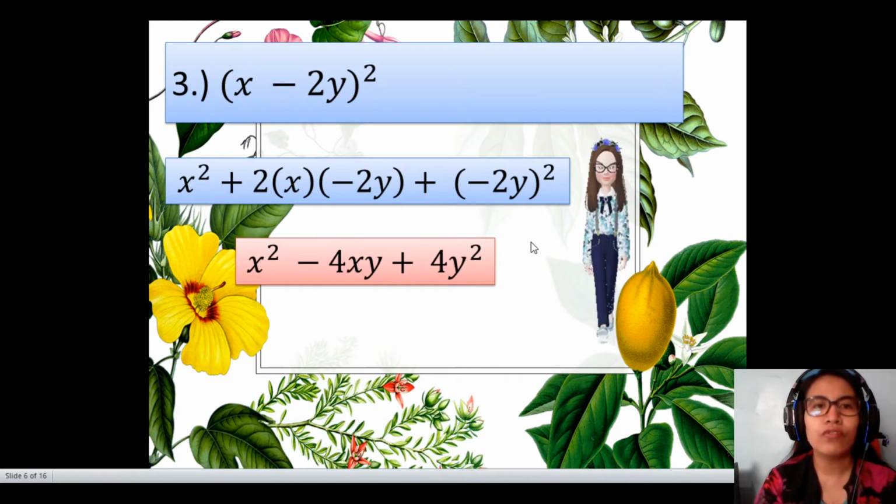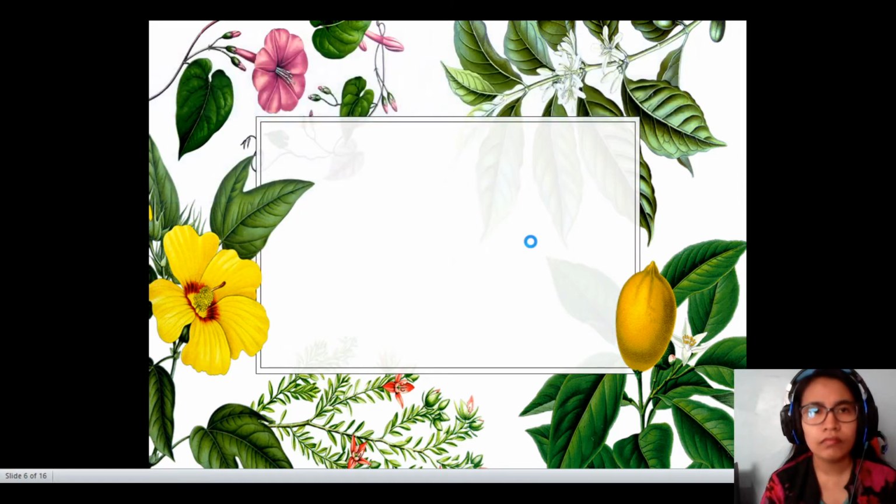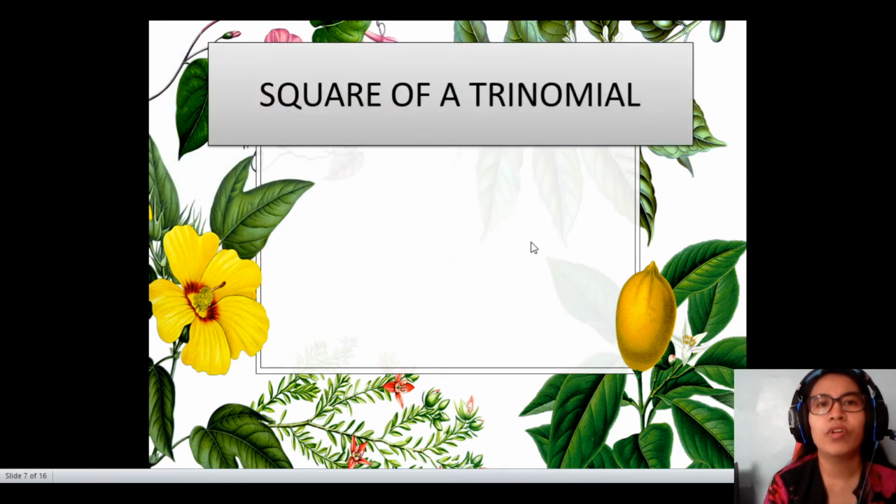In short, your first term and last term will always be positive, while the middle term of your final answer will depend on the sign of your given. Let us move on to square of a trinomial.